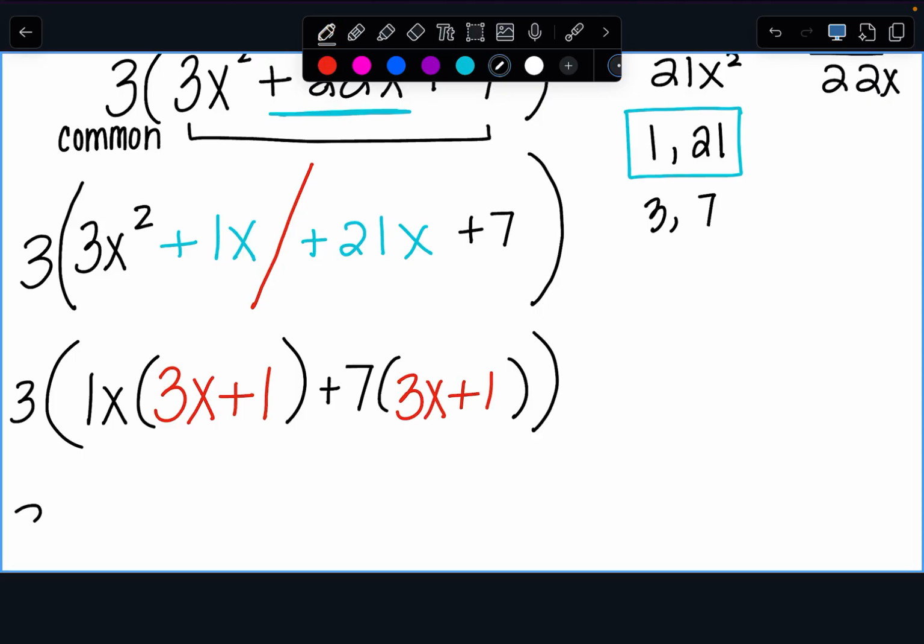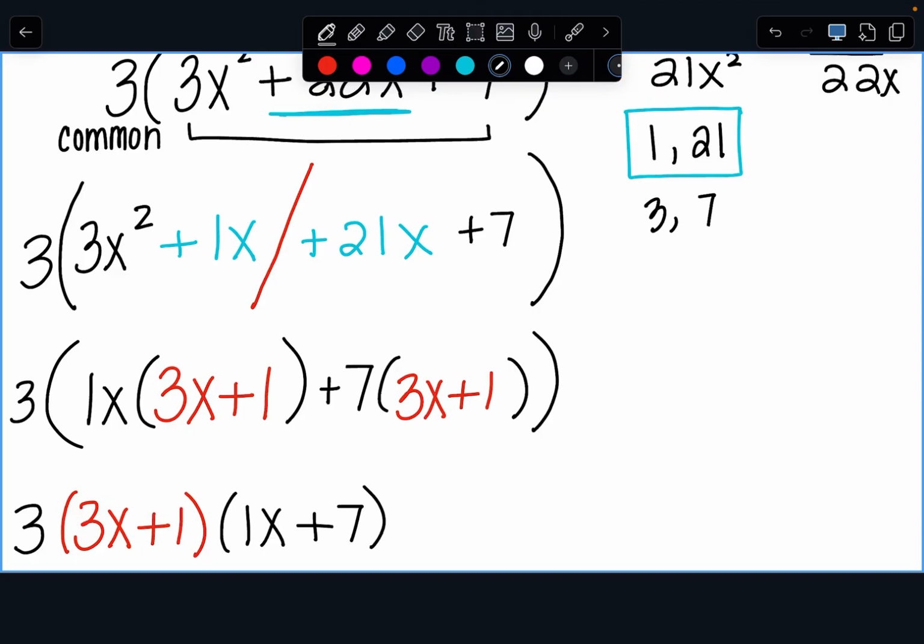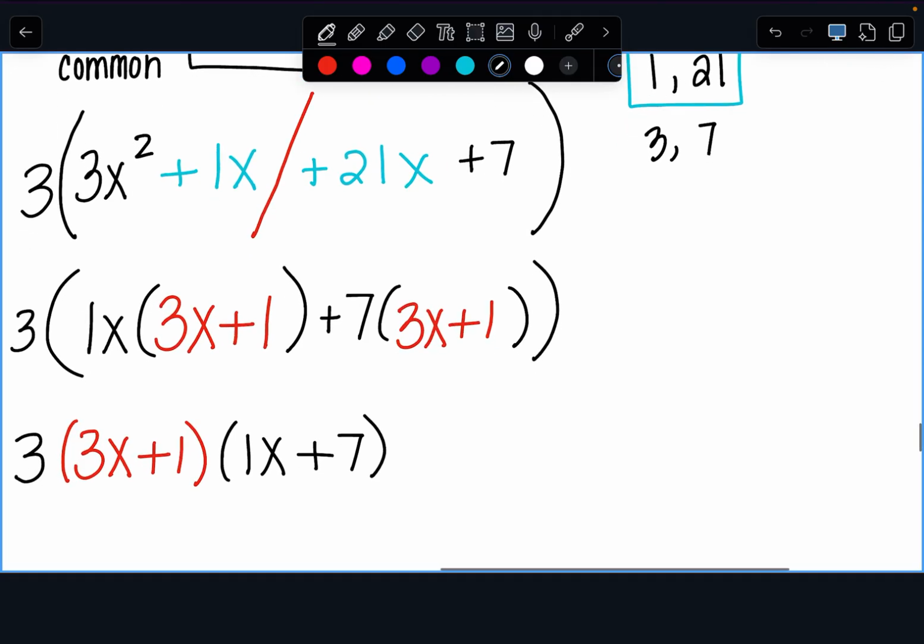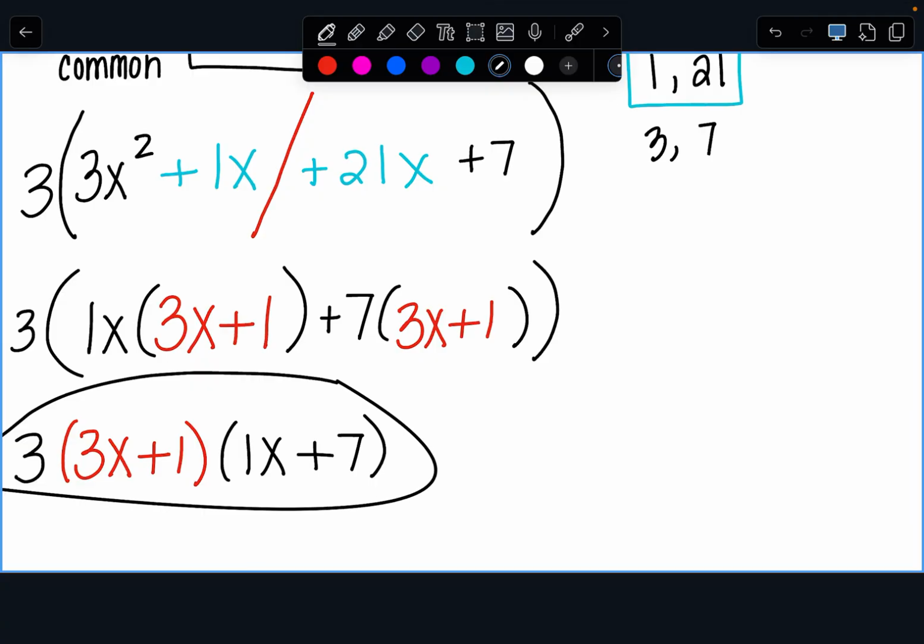So our final answer still has that 3 in front. We have the same piece, which is 3x plus 1. And then our 1x plus 7. That is our final answer.